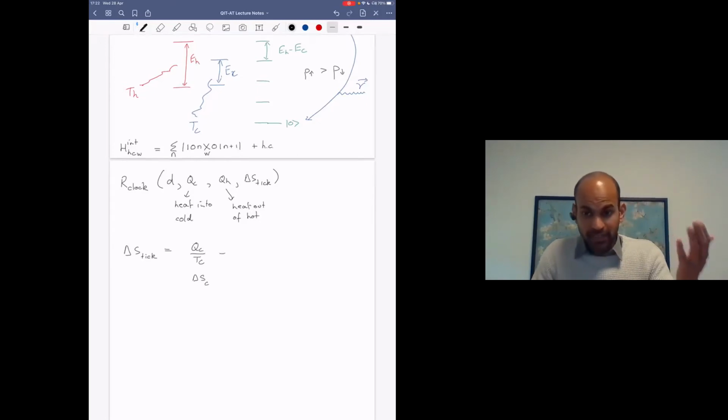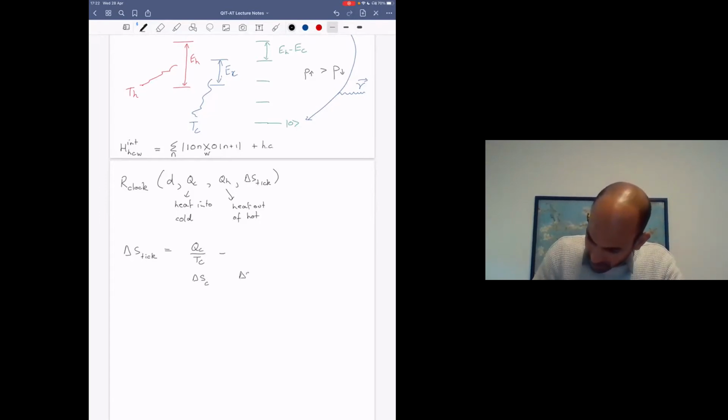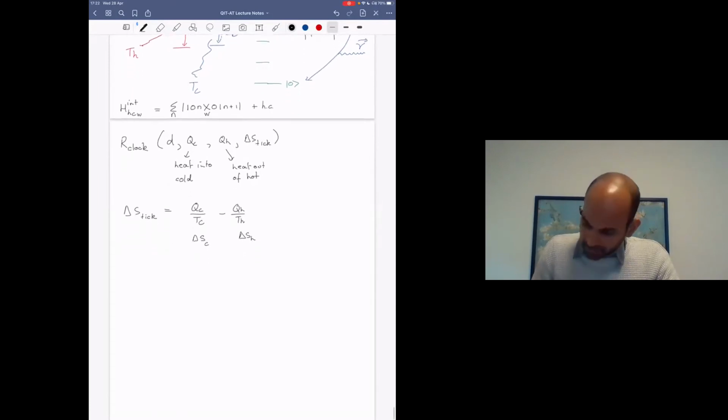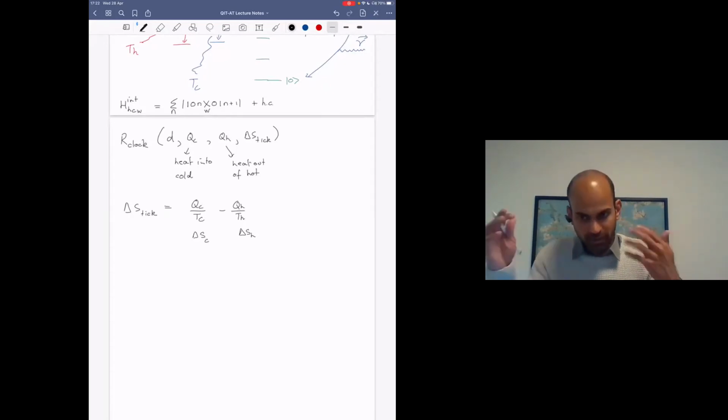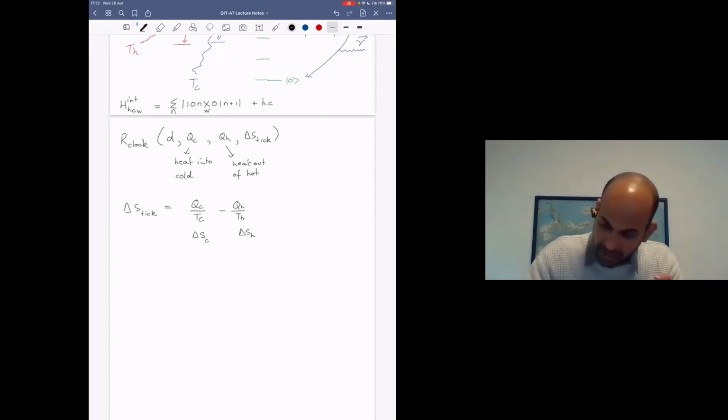Then we're going to have an amount of heat that is withdrawn from the hot bath. And because I've labeled QH as the heat drawn out of the hot bath, the change delta S of the hot bath is minus QH over TH. Okay, so this is the change in entropy due to a single tick. So you have the dimension, you have the change in entropy, you have the heat flows, etc.